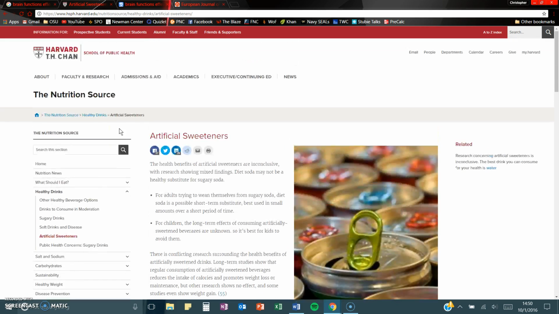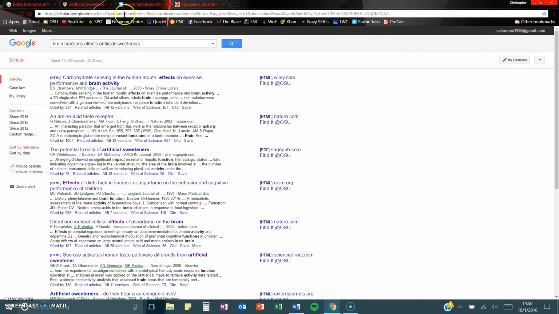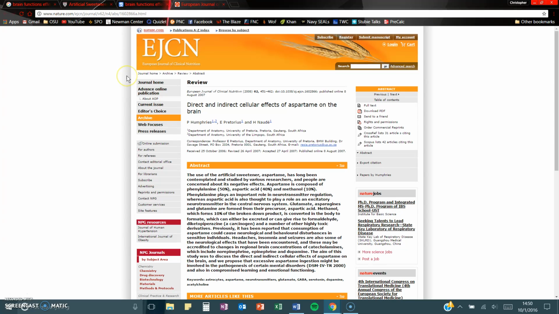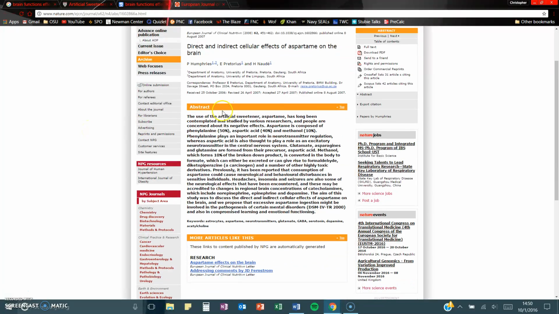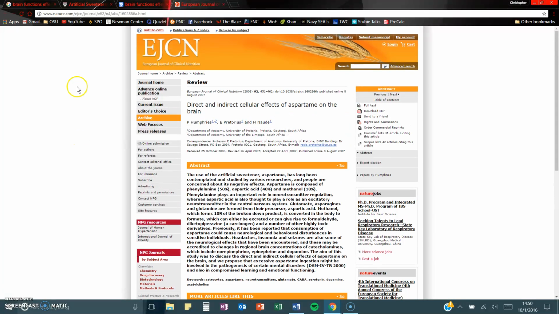And the other one I found was when I went to Google Scholar. It came up through the European Journal of Clinical Nutrition, and this fit what I was looking for very well, as far as direct and indirect cellular effects of aspartame on the brain. And it has the abstract, just like the other one did, showing that it's organized like a scientific journal would be.